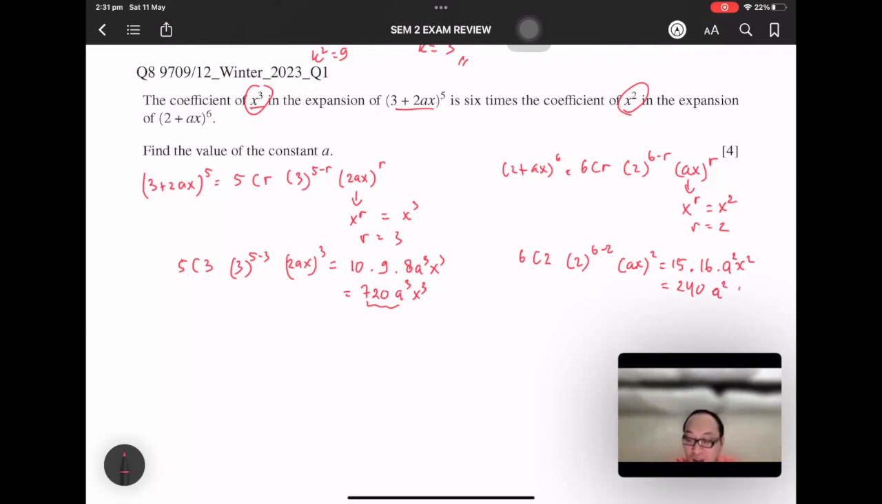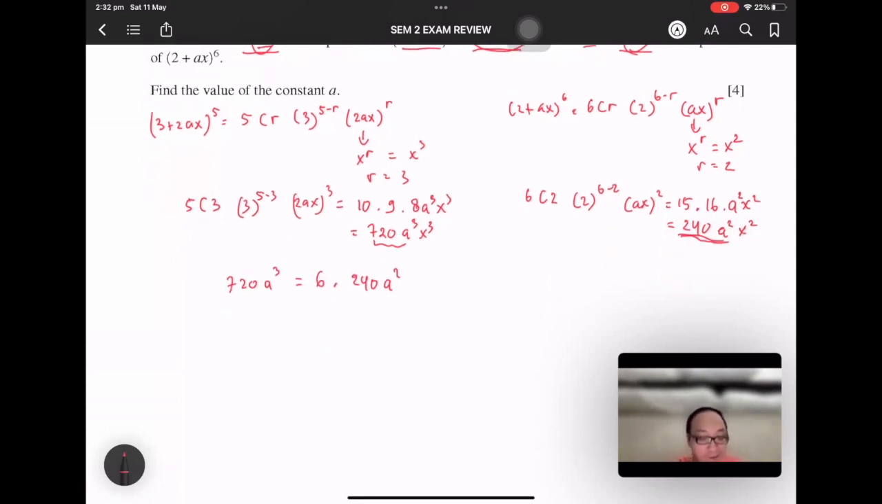240 a squared x squared. Now, the question says the coefficient of x cubed is 6 times the coefficient of x squared. The coefficient of x cubed is 720 a cubed. The coefficient is the number in front of the x here. So the coefficient of x cubed is the number in front of x cubed. It is 6 times the coefficient of x squared. So the coefficient of x squared is 240 a squared, in front of the x squared.